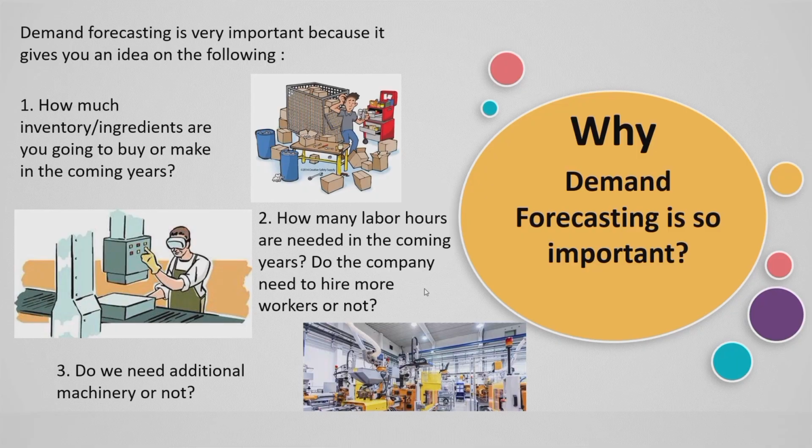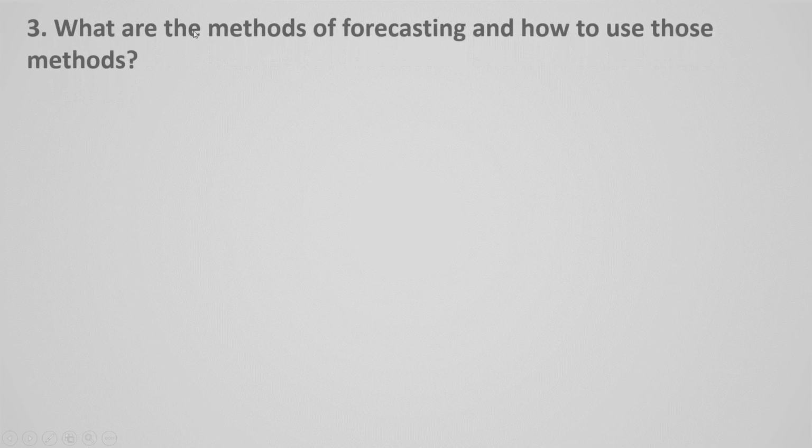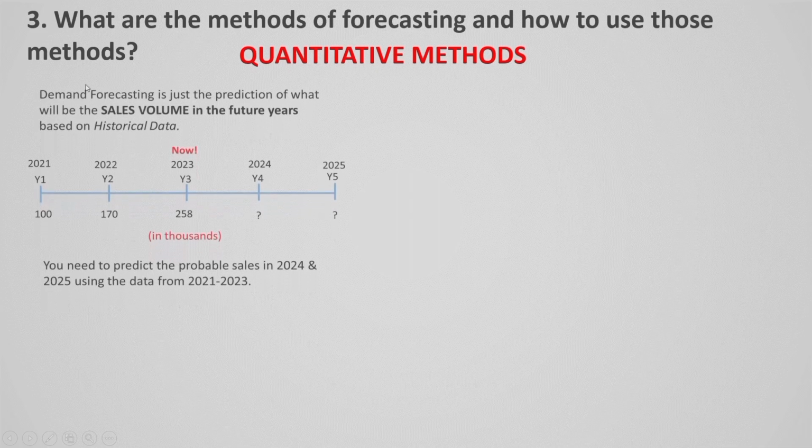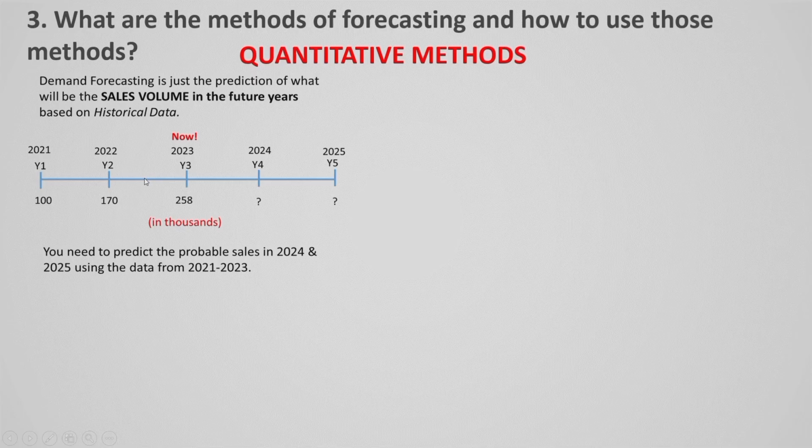Let's go to the number three topic, which is the longest part in this presentation. Topic number three focuses on the question, what are the methods of forecasting and how to use those methods? I told you that we're going to talk about quantitative methods only, and in total, I'm going to present four quantitative methods. But before that, here's the sample problem that I presented a while ago. We have sales for year 1 to year 3 already here, and our goal is to forecast the amount for year 4.